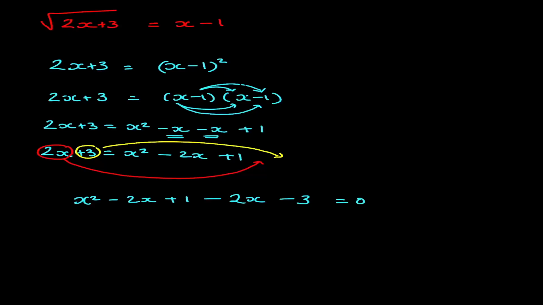Okay, then we could collect like terms again. So you've got minus 2x minus 2x, which is minus 4x. So we've got x squared minus 4x, and then we've got positive 1 take 3. Positive 1 take 3 is negative 2, right? So it would be x squared minus 4x minus 2. Okay, now what we need to do is solve this. We can't factorize this quadratic equation, so we're going to use the quadratic formula.